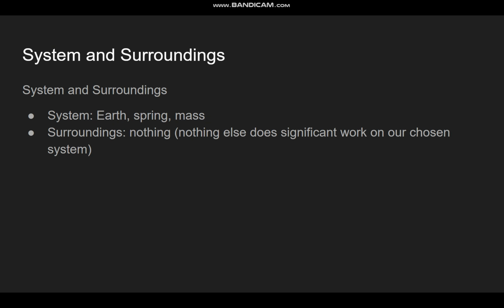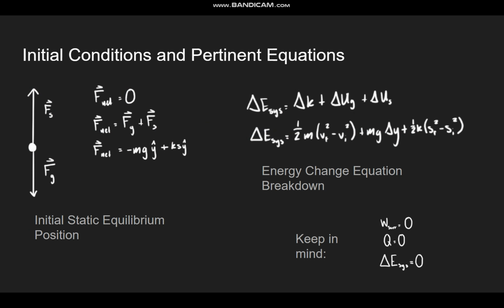System and surroundings. Our system is our Earth, spring, and mass, and our surroundings is nothing, as nothing else does significant work on our chosen system. Initial conditions and pertinent equations. Here is our free body diagram for our initial static equilibrium position, and our energy change equation breakdown, seen at the top here. We are keeping in mind with this breakdown that the delta E of the system is equal to 0.